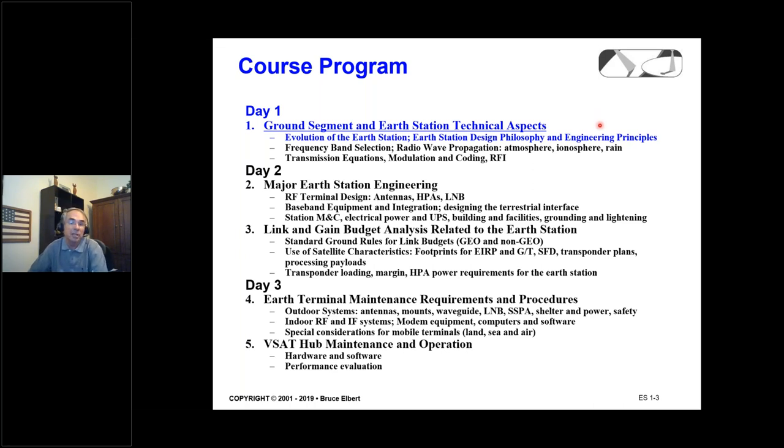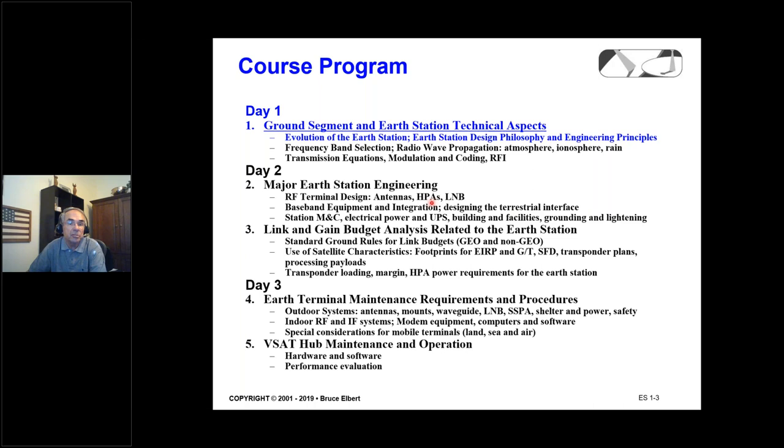So I'll make sure that I do acquaint you with the new ways of referring to things, but the foundations don't change. That is the physical principles underlying this. The networking principles are very important. We'll get into those later, especially the internet protocol and putting that up over satellite. So day one is fundamentals.